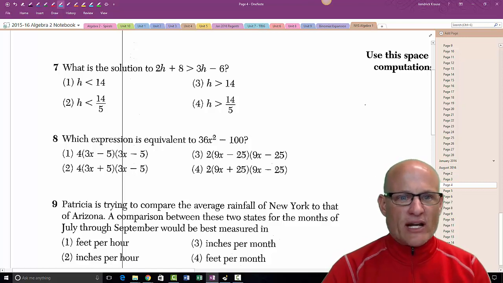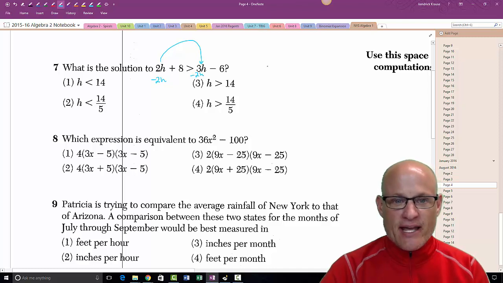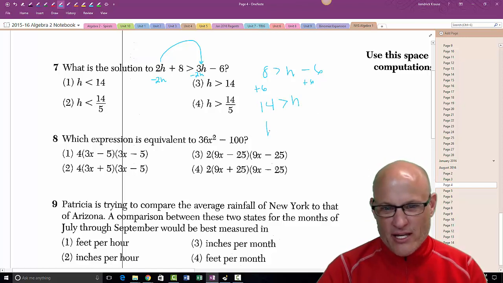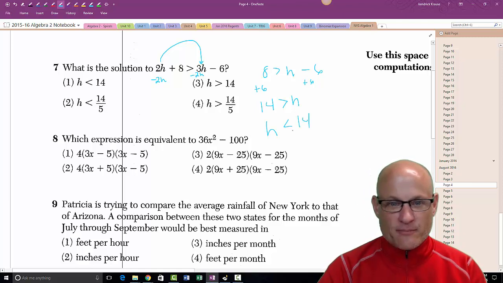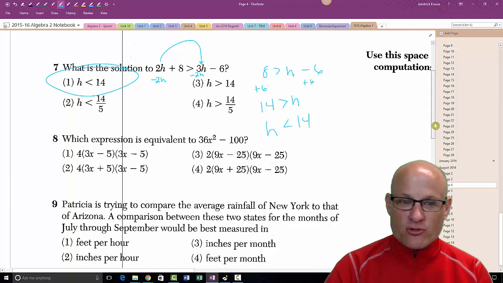All right, we got to solve this. I don't like having negatives, so I'm going to bring this over here. I'm going to subtract 2h. So I get 8 is greater than h minus 6. I'm going to add 6. So I get 14 is greater than h. But that's all backwards, so let's just turn the whole thing around. h is less than 14. That's number 7. Moving on.